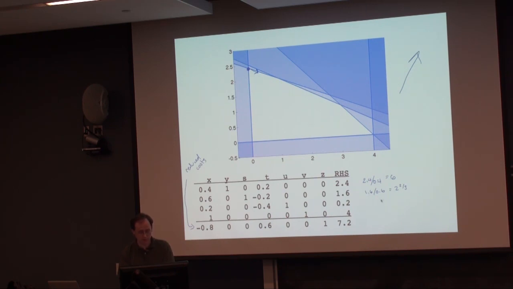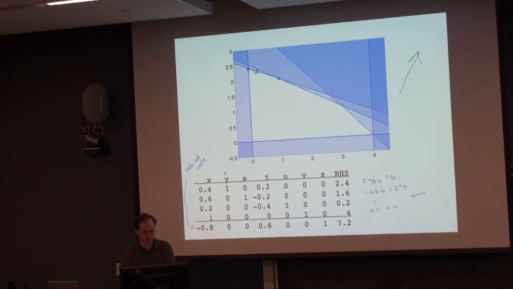Here, 0.2, 0.2, right? That's, well, 1. I'm not even going to write it out. And then here, 1 and 4. So 4 over 1 is 4. Right? And so the tightest one is going to be this one, right? And so we can increase x as far as 1, which gets us to this next corner right here, where the x value is 1. And it's going to cause this guy, u, to drop out of the basis, right?